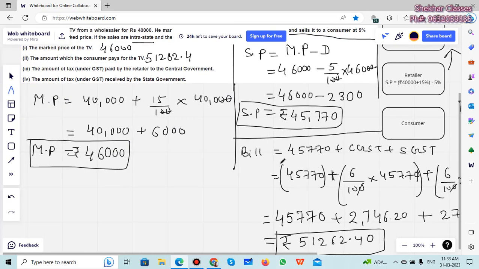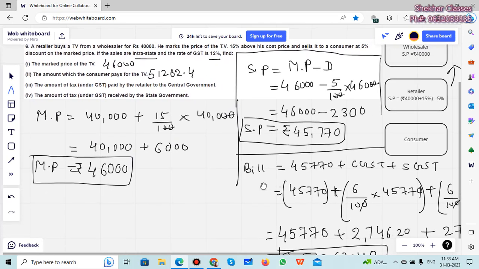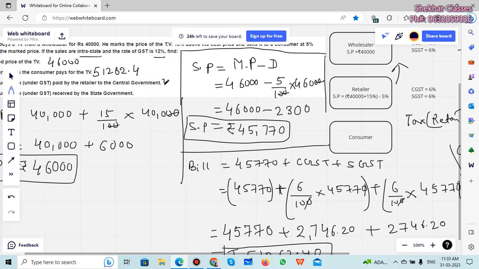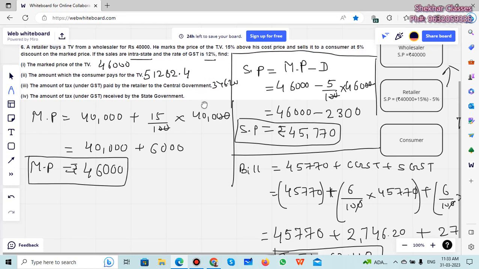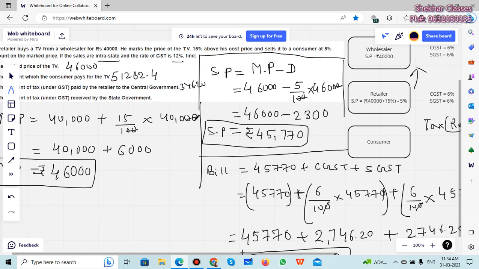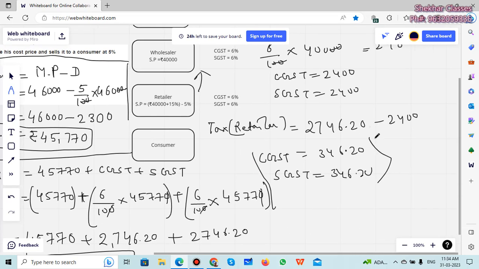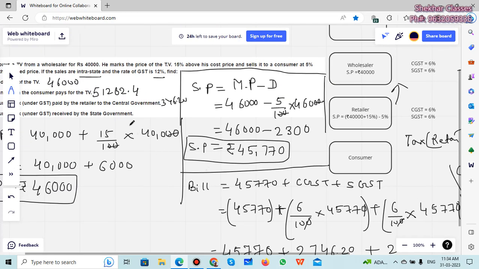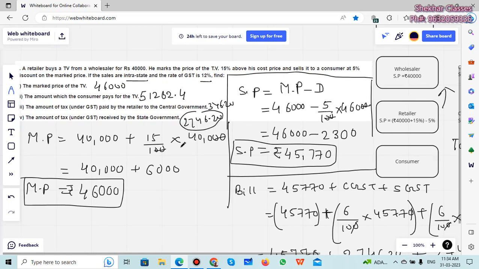So the question they're asking is how much tax is paid by the retailer to the central government? 346.20. And how much tax is received by the state government? The state government will receive exactly what the consumer has paid as SGST. And how much is that? The consumer has paid 2746.20. Whatever the consumer has paid is the ultimate tax that the state government will receive.